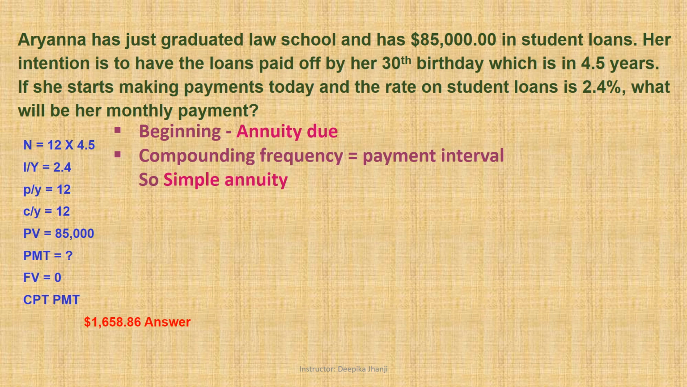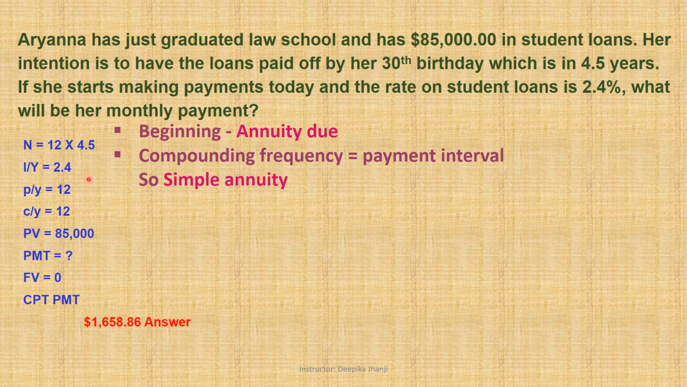Now, because she wants to start making payments today, that means it is a case of annuity due. So beginning means annuity due. Second thing is payments are made monthly, so payment interval is a month. Also, it doesn't say anything about compounding period here. So we'll consider this is equal to monthly payment. So compounding frequency is equal to payment interval. It is a case of simple annuity.